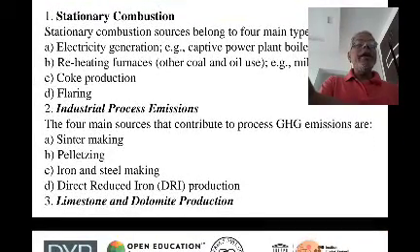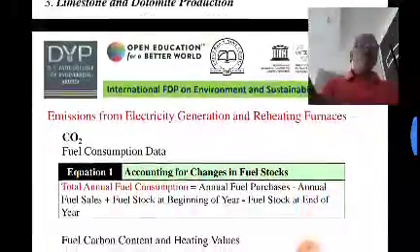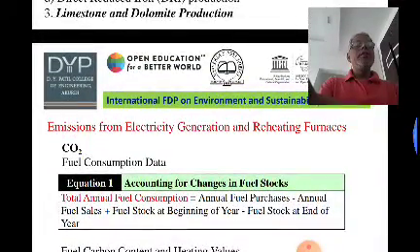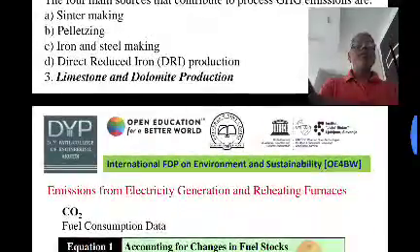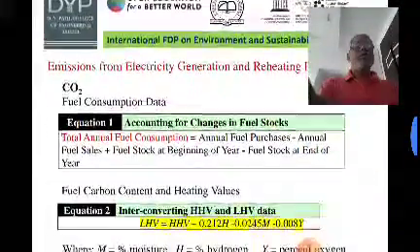Then the second one is the industrial process emission. Again, there are four parts. The four main sources that contribute to the process greenhouse gas emissions are sinter making, pelletizing, iron and steel making, and direct reduced iron production. And the third one is the limestone and dolomite production. We'll see how to calculate the CO2 under these different sections, CO2 and of course the CH4.